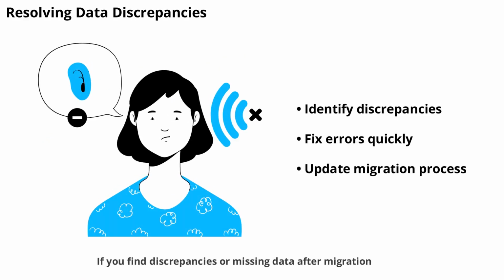If you find discrepancies or missing data after migration, address them immediately. Investigate the root cause, whether it's a mapping error, format issue, or technical glitch. Correct the data in the new CRM and update your migration process to prevent similar issues in the future. Prompt resolution ensures your CRM remains a reliable source of information.